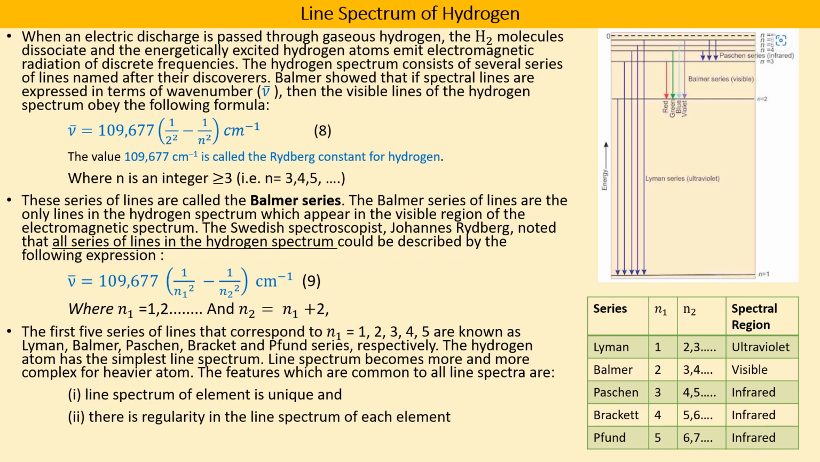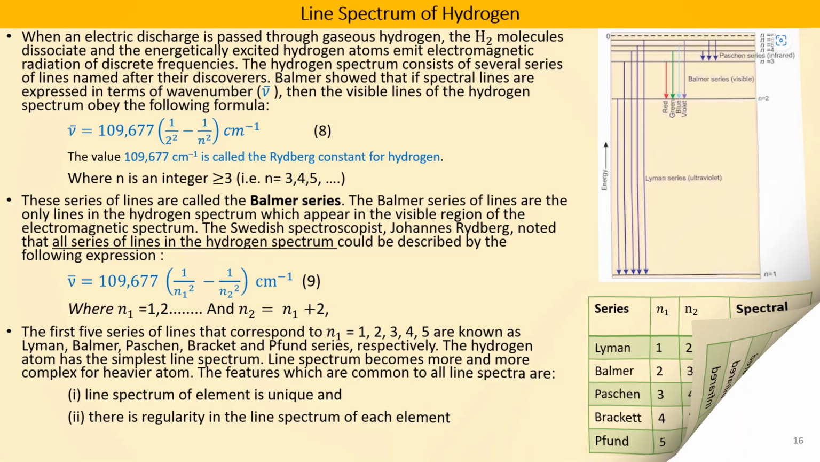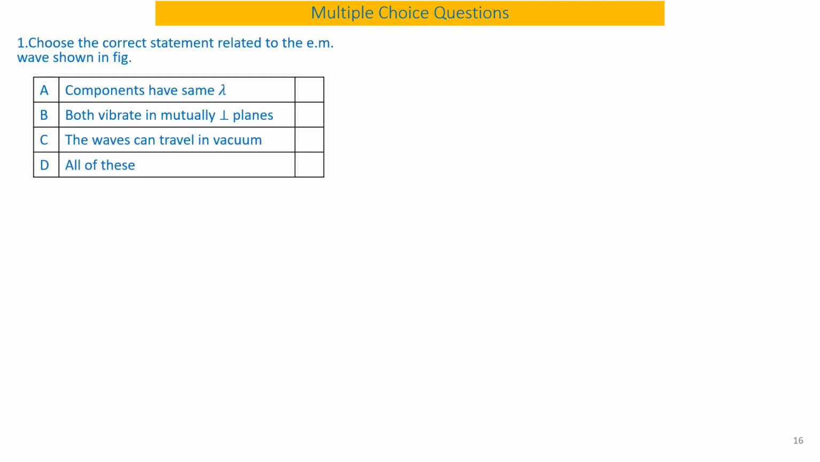Next we will take up some multiple choice questions. Question number 1. Choose the correct statement related to electromagnetic waves shown in the figure. A, B and C, four options are given and you have to read. Please read all of them and answer the question.